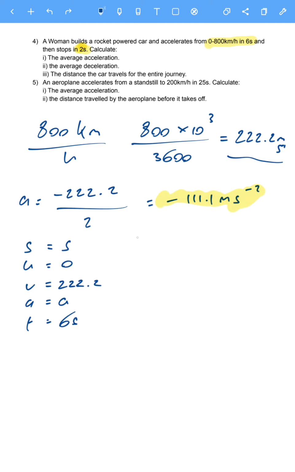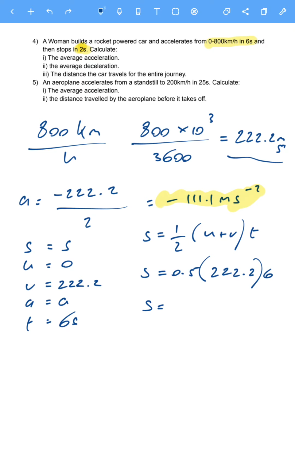So what we can do is use s equals a half, u plus v, times the time. To get s, we simply need to do 0.5 times u plus v, which in this case is 0 plus 222.2, times 6. If you calculate that, you'll get a displacement equal to 666.6 meters. And then we simply just need to do the same for the deceleration.